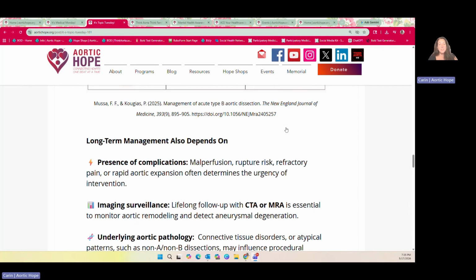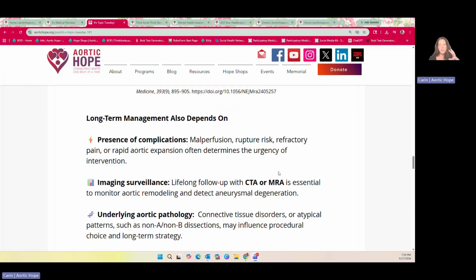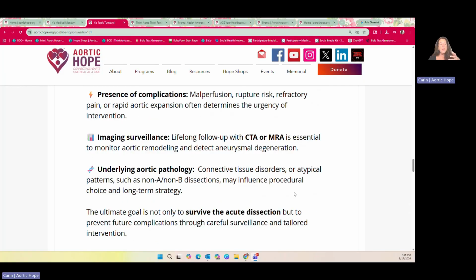There could be presence of complications like malperfusion, which we talked about, a rupture risk, refractory pain, or rapid aortic expansion, which often would determine the degree of urgency. Imaging surveillance, again, like a type A, you're going to have lifelong CTA or MRAs that are going to be essential in monitoring that situation. If you have an underlying aortopathy issue like a connective tissue disorder or atypical patterns such as non-A, non-B dissections, which again then limits it to the arch, it could influence potential choice and long-term strategies.